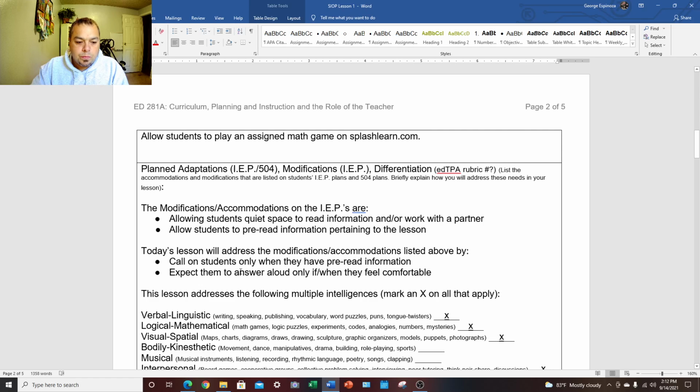which is addressed here, where the lesson will address the modifications in this way. I will only call on students when they have been able to pre-read the information, or expect them to answer aloud only if or when they feel comfortable.